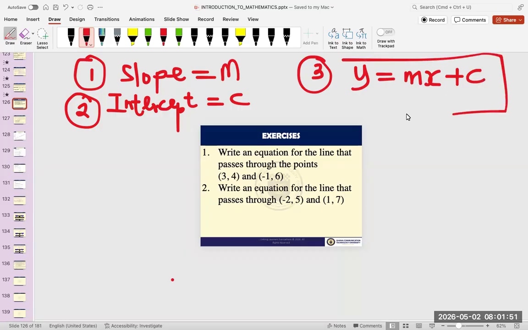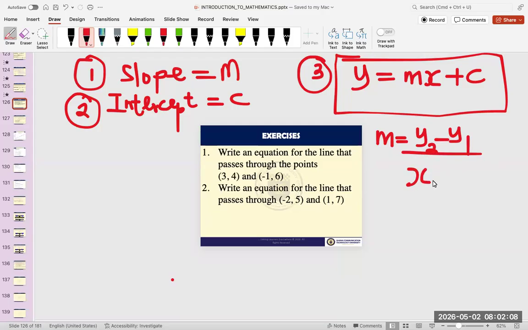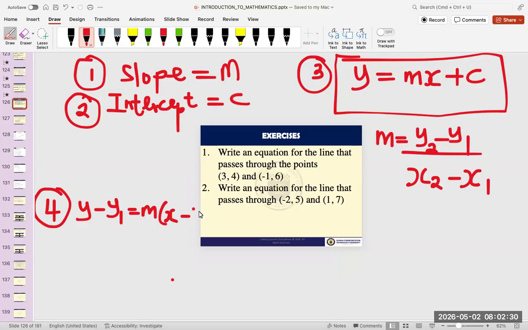So we learned various ways of calculating the m. And the m, we came out with a formula: y2 minus y1 divided by x2 minus x1. Then we also learned that we could write the equation using the formula y minus y1 equals m into x minus x1.